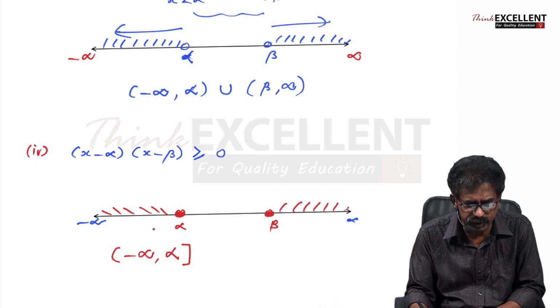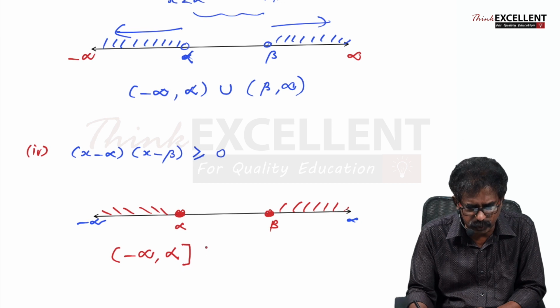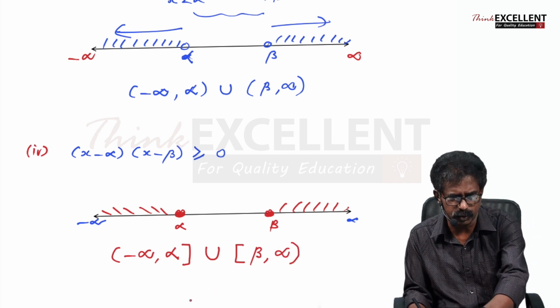So minus infinity to alpha. Here alpha is included. Union. The second one, beta is included. So closed interval beta, comma, infinity. For infinity, you have to use only an open interval. Okay, so I hope you understood this.